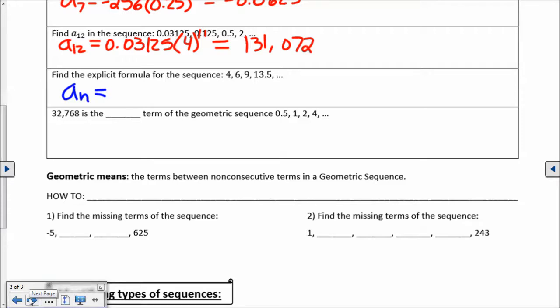Use red again. All we need to do is plug in everything that belongs in the formula, leaving a sub n as the y and n as the x. So what's the a sub 1? 4. What's the r? What's the ratio? 1.5. And because n is going to stay a variable, because we can swap out anything we want for n as the independent variable, you just leave it like that, done. There's no addition, subtraction, no distribution, nothing like that.